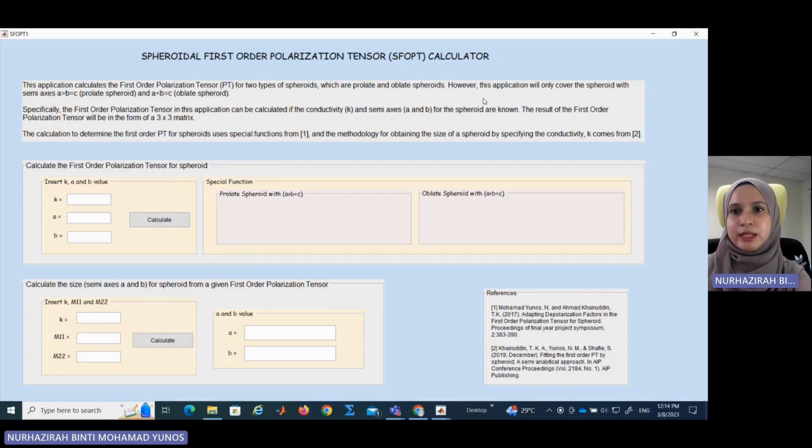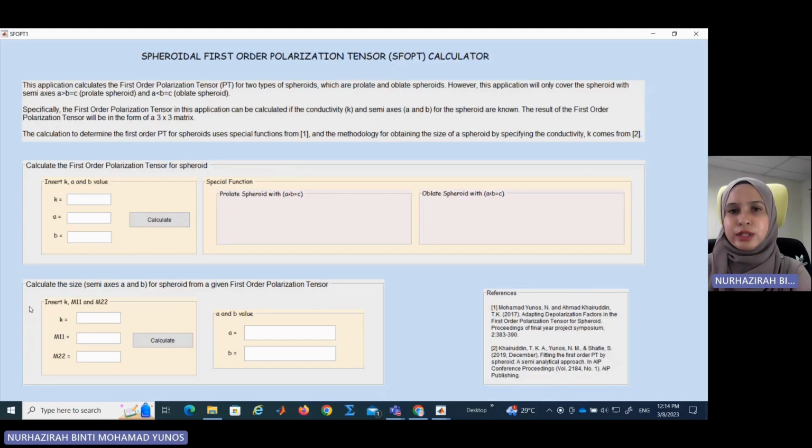So for this purpose, this application will only consider the spheroid with semi-axis A greater than B equals to C, which can be classified as a prolate spheroid, and A less than B equals to C, which can be classified as an oblate spheroid. So basically, the semi-axis A and B can also be referred to the size of the spheroid itself. So over here, the first order PT in this application can be calculated if the conductivity denoted as small letter k and the semi-axis of the spheroid are known.